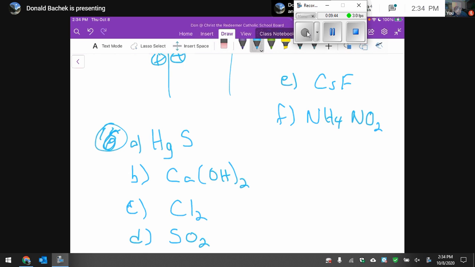Manganese(IV). I gave you these ones for a reason because, of course, we have to remember that 4 plus here, oxide's a 2 minus, swap and drop, and we get MnO2. Okay, swap, drop, reduce. Don't forget to reduce.